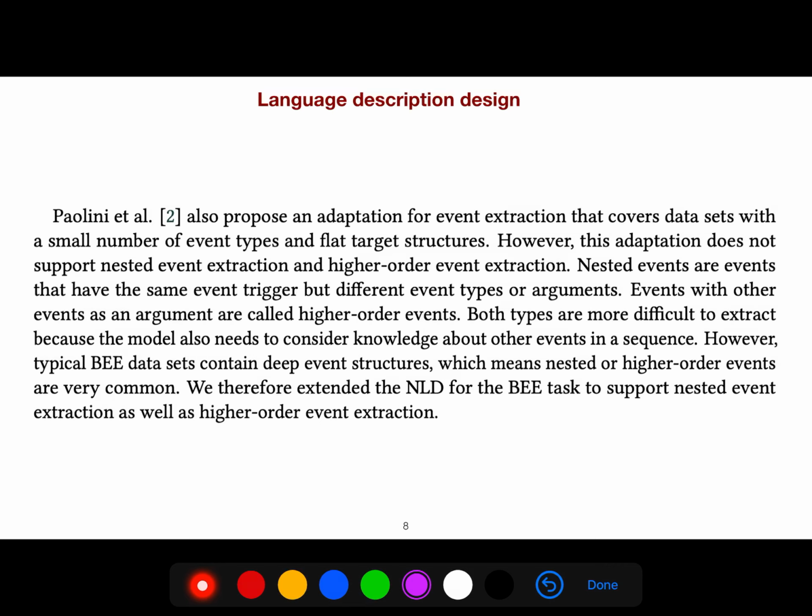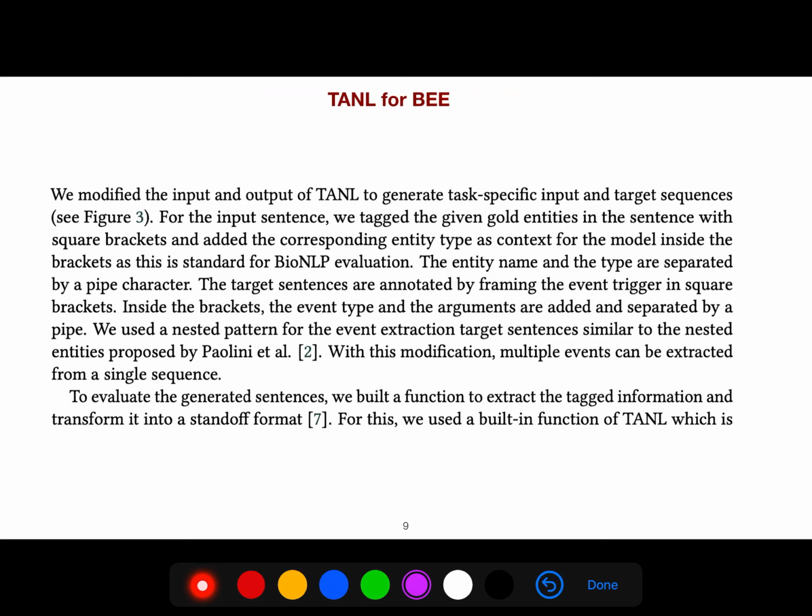Both types are more difficult to extract because the model also needs to consider knowledge about other events in a sequence. However, typical biomedical event extraction datasets contain deep event structures, which means nested or higher order events are very common. We therefore extended the NLD for the BE task to support nested event extraction as well as higher order event extraction. So we modified the input and output to generate task-specific input and target sequences.